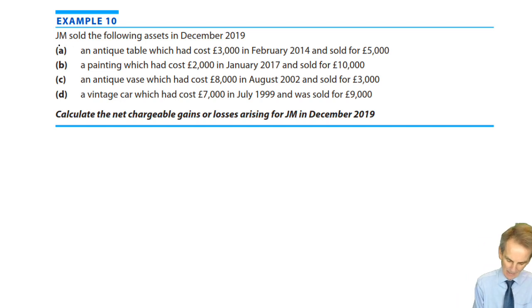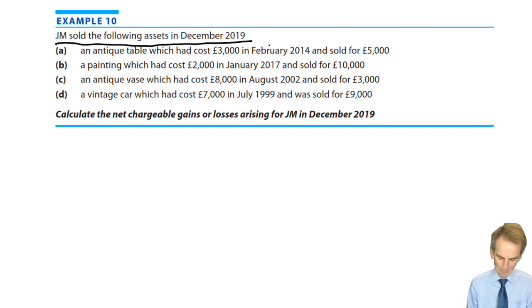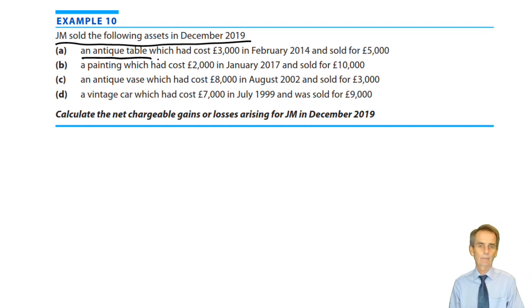So what have we got? JM here sold the following assets in December 19. So what we read in the question is an antique table. We don't read chattel. Doesn't say that. You have to make that link that here we're talking about tangible, movable property, an antique table. This is not a wasting chattel. We mentioned those earlier, such examples of disposals like racehorses, greyhounds, yachts. They would just be exempt. This, therefore, is your normal chattel, so we're now starting thinking about the £6,000 rule.